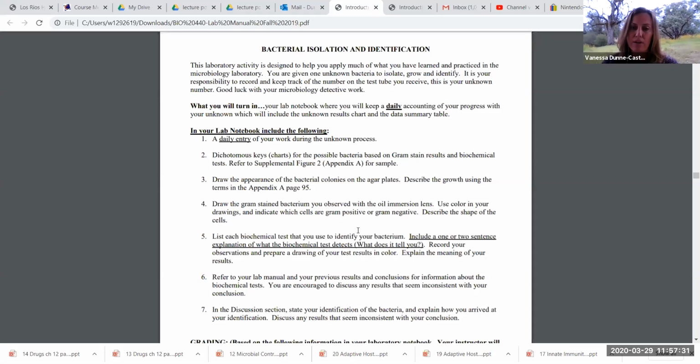You can assume that the Gram stain images are at 1000x total magnification. For colony morphology, same thing. Draw a picture or copy and paste the picture that I provided for you, but you still need to use descriptive terms to talk about colony morphology there too, right? So that would be the first thing that you have in your notebook entry.